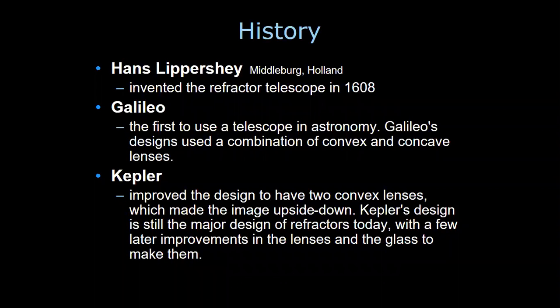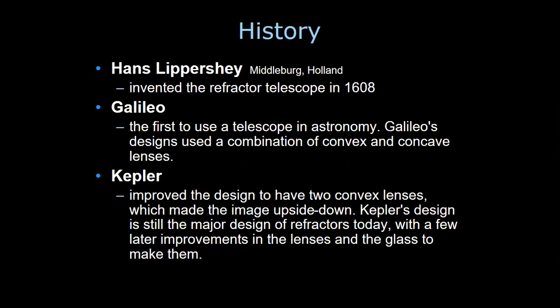When we talk about the history of telescopes, Hans Lippershey, who lived in Middelburg, Holland, is the one who invented the refracting telescope in 1608. But Galileo was the first one to use the telescope in astronomy, and he designed a combination of convex and concave lenses for it. Galileo is the one who is famous for inventing the telescope.